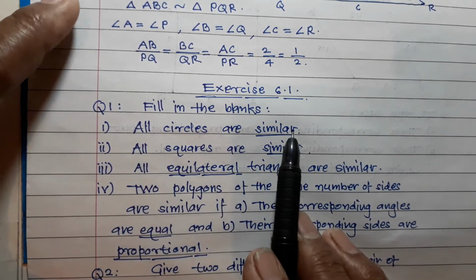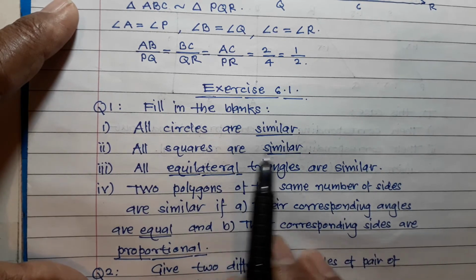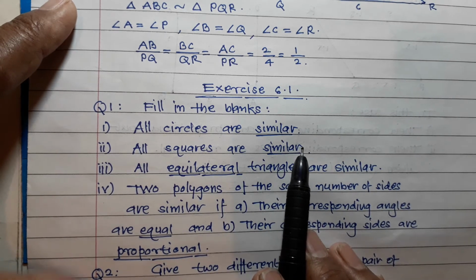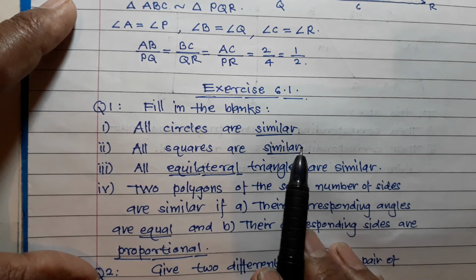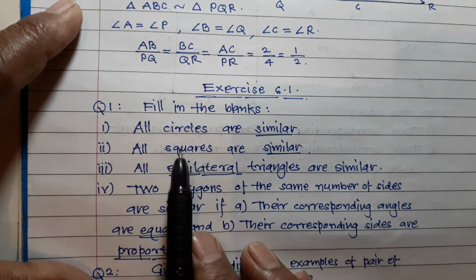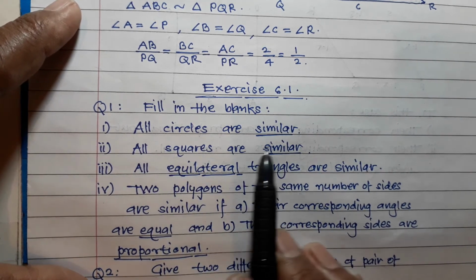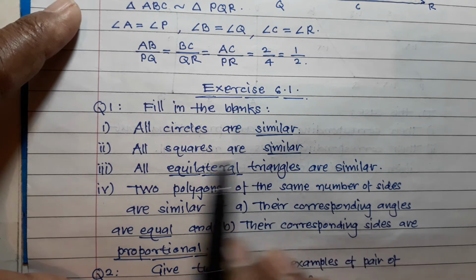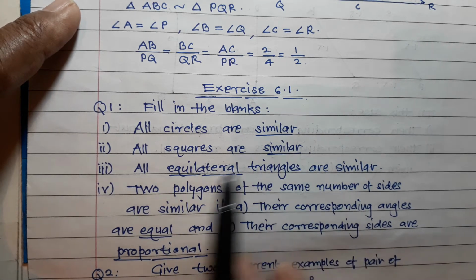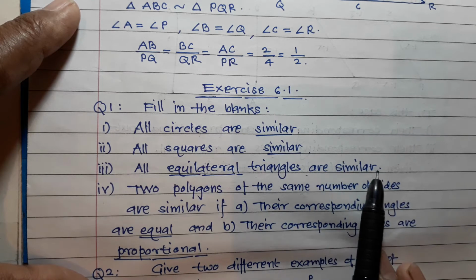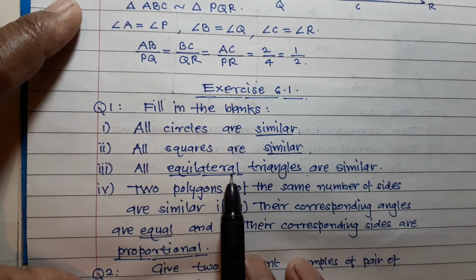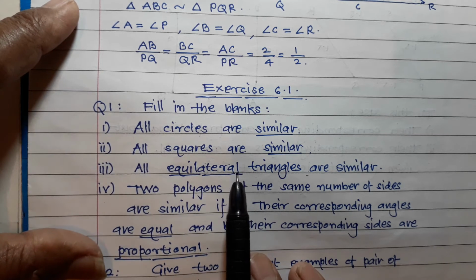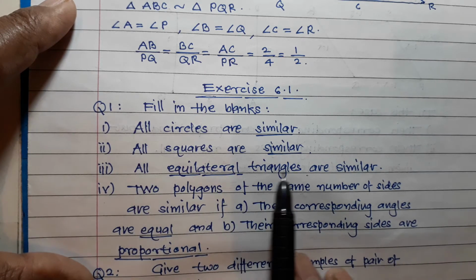All circles are similar. All squares are similar. Now all squares are similar means if you take two squares of different size, then the sides are equal and all angles are equal. That means their corresponding angles are equal and their sides are in proportion, and hence all squares are similar. All equilateral triangles are similar. Equilateral triangle means all angles are 60 degrees and their sides are equal and therefore all equilateral triangles are similar.